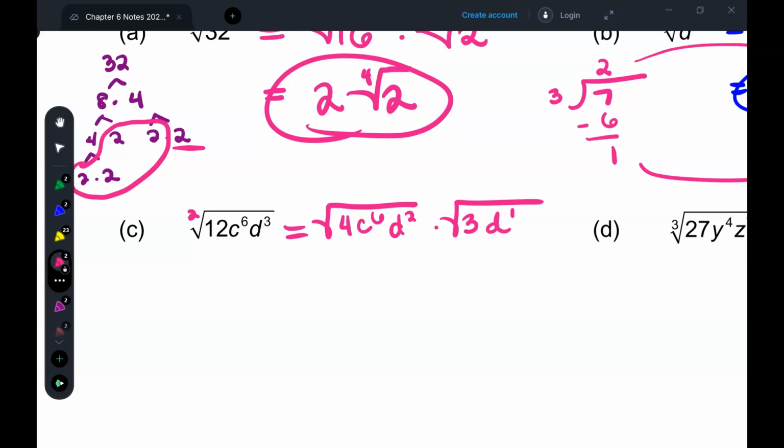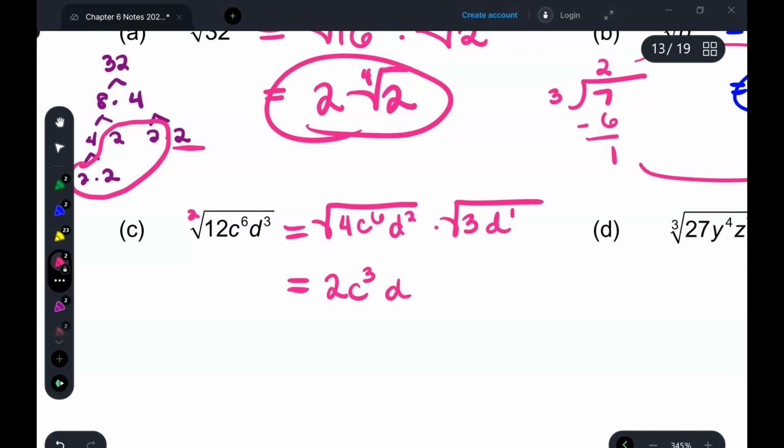The c to the 6th power is perfect, because 2 is going to go into that evenly. And the d to the 3rd power, I'm going to divide up into d squared and d to the 1st. Now, what's nice is I don't have to do anything with that second part. What about the first part, though? So then it's going to be 2 c to the 3rd, d, and then 3d.